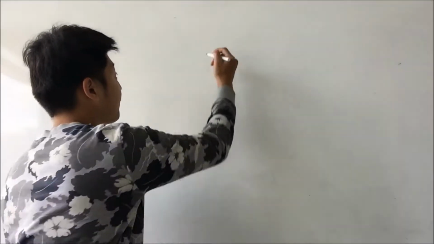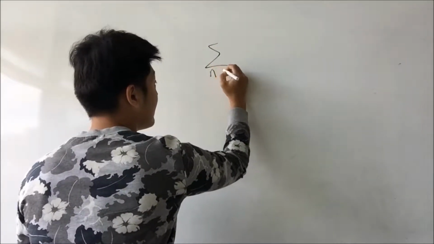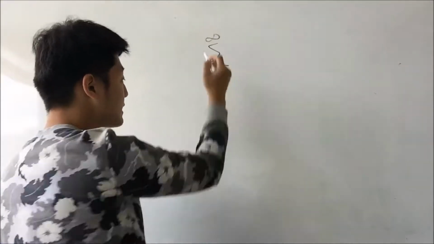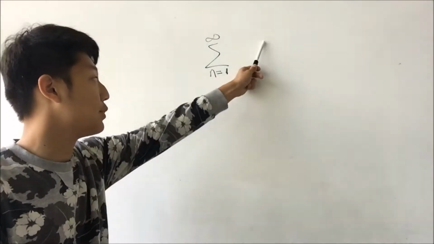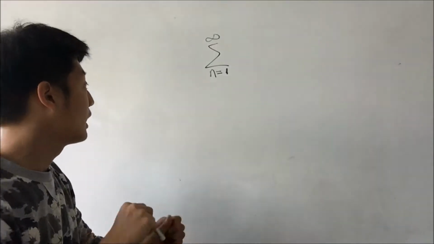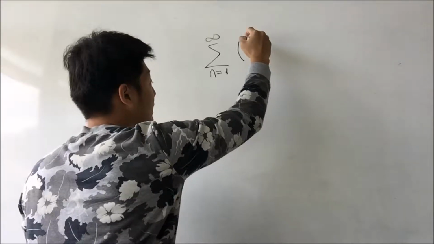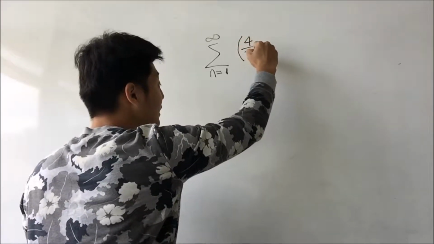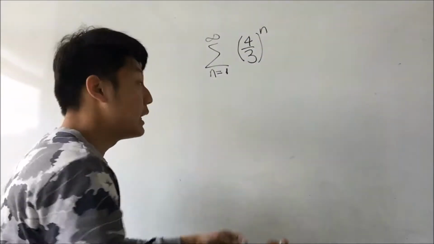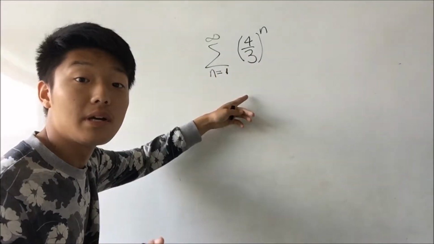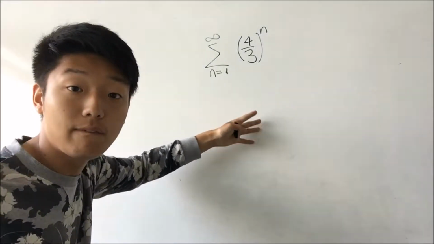In a test, it will always include, obviously, sigma, n equals something. I'll just go with 1. The starting number will be what we plug in, 1. Let's go with an easy one: 4 over 3 to the n. If we rewrite this, I will plug in a few numbers. Starting from 1, because it's a series, it will keep going and going, 1, 2, 3, 4, 5, 6, like that.